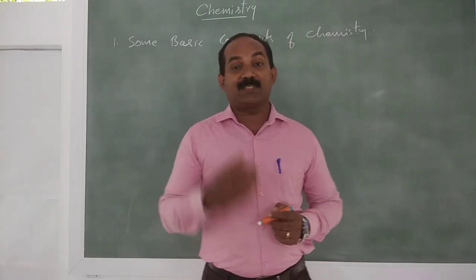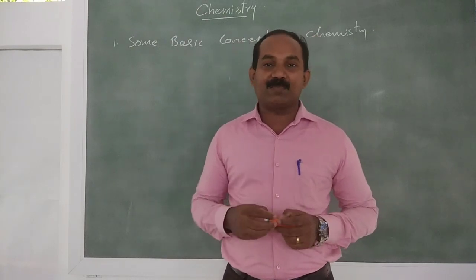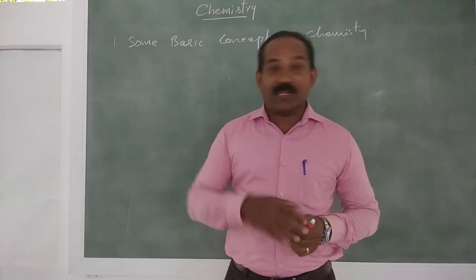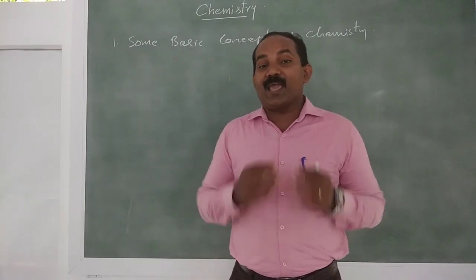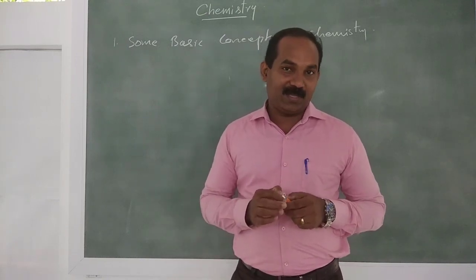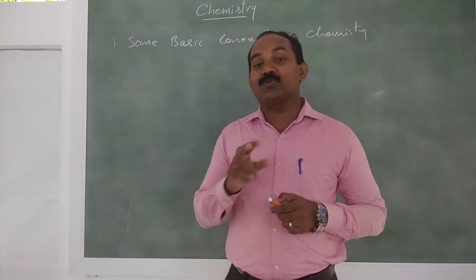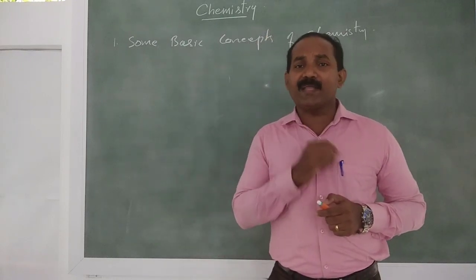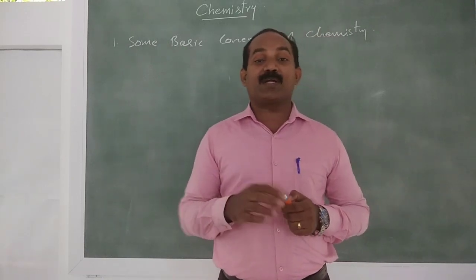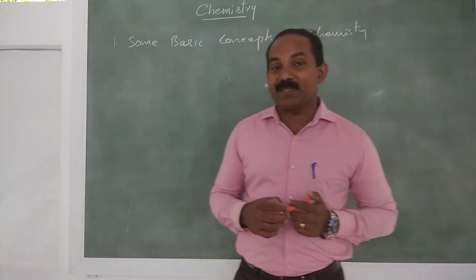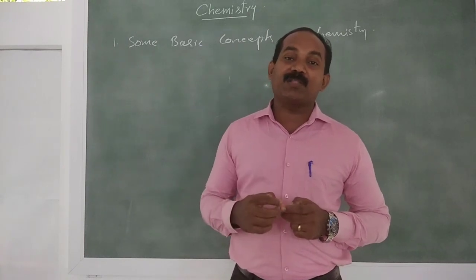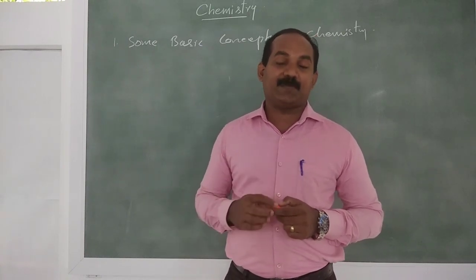First part is matter. In the last section we discussed the importance of chemistry and we just revised matter. What is matter? Matter is anything which has mass and occupies space. Matter is classified into mainly two. One is based on its physical state. Second one is based on the composition.